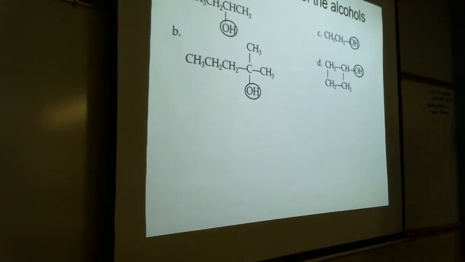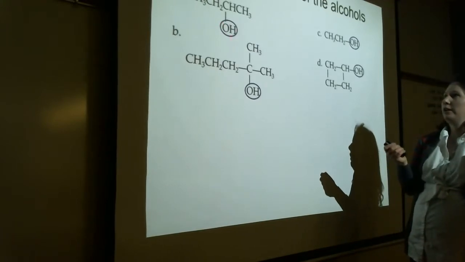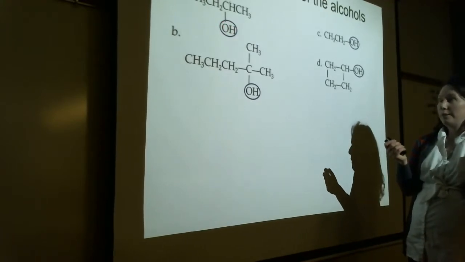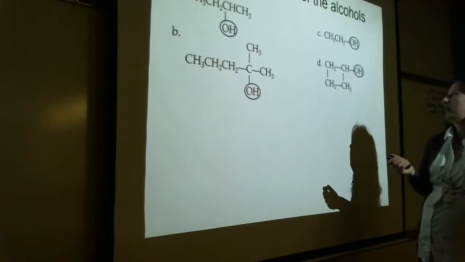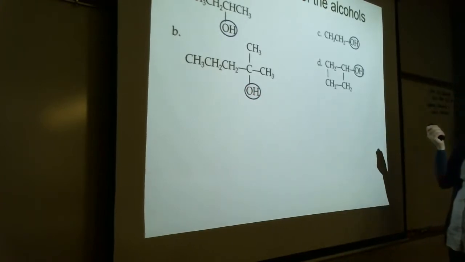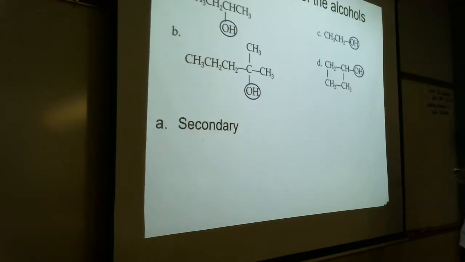So let's just go over these verbally. What kind of alcohol? Primary, secondary, or tertiary? That'd be secondary. Good. What about this one? That'd be tertiary. Good. What about this one? Primary. Good. And then what about this one? It's in a ring. Well, what's that carbon attached to? Oh, it's attached to 2 other carbons, so it'd be a secondary. Good.